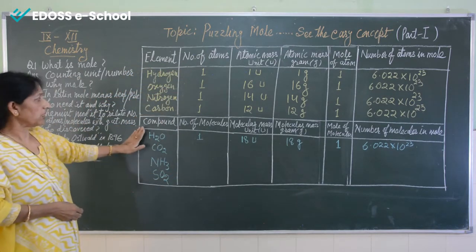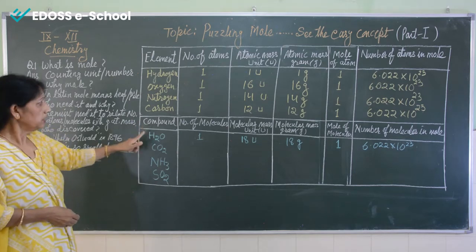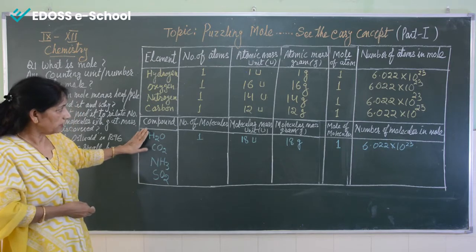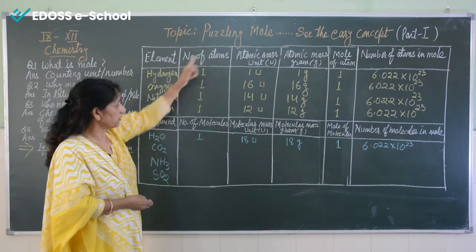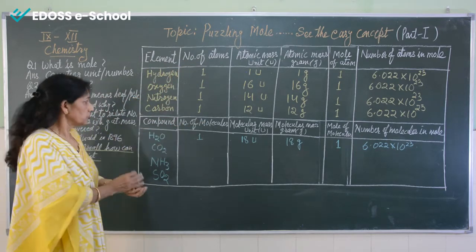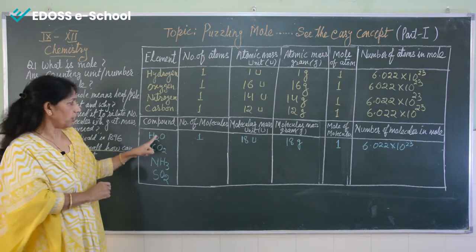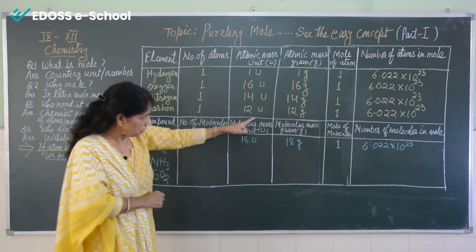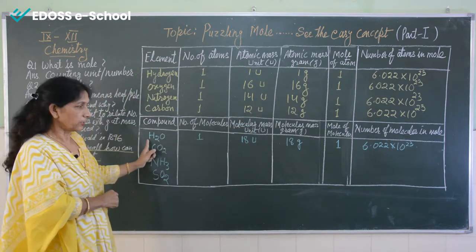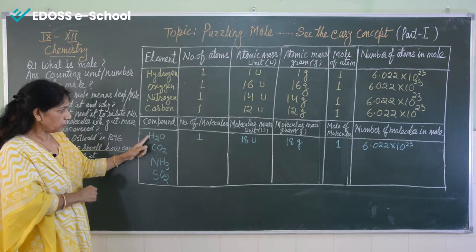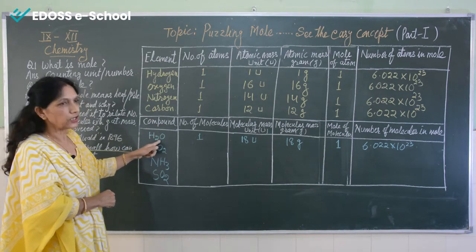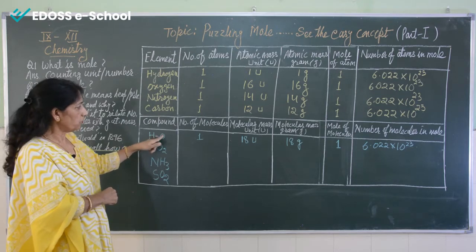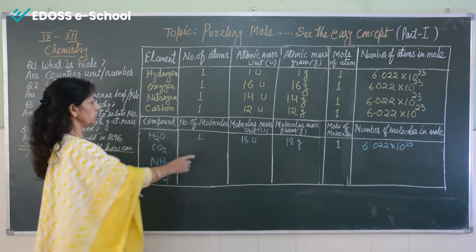Now if I am talking about a compound, here I am taking water. So in water, instead of the number of atoms, we will say the number of molecules. H2O is 1 molecule of water, so here I have written 1. And the molecular mass of water, we will add the atomic mass of hydrogen plus the atomic mass of oxygen. So this is 2, because there are 2 atoms, 2 plus 1.